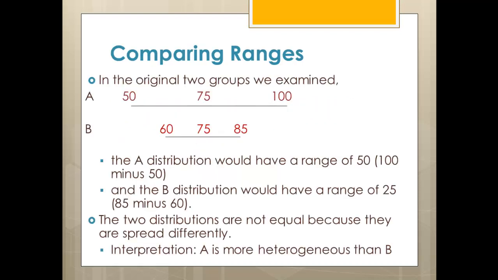So in the original two groups, back to Group A and Group B, the range for Group A would be 50 points, 100 minus 50. And the range for Group B would be 85 minus 60. So that's 25. So clearly Group B is much more homogeneous than Group A, or vice versa, Group A is much more heterogeneous than Group B. Because when you compare the ranges, you have a smaller distance for Group B than for Group A.